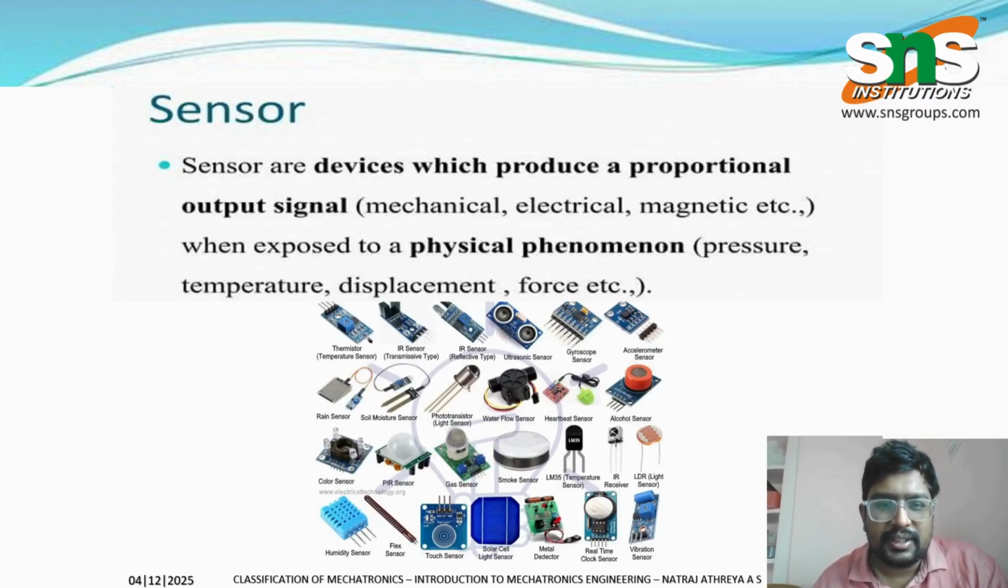Then we have the IR sensor. What does IR stand for? Infrared. It sends infrared light, and when it is reflected back, we have two types: one is the transmissive type, and the other is the reflective type. What simply happens is, let's say you play catch with another person. You're throwing the ball and the other person is catching. He has to throw it back to you, right?